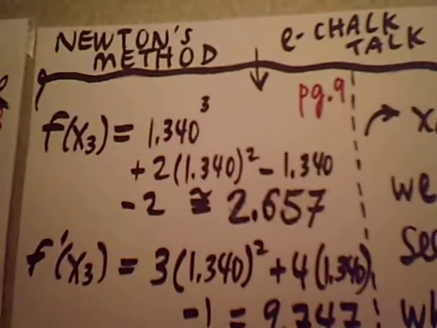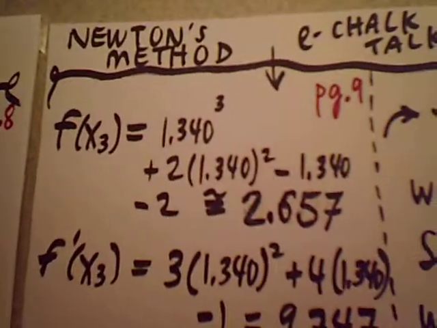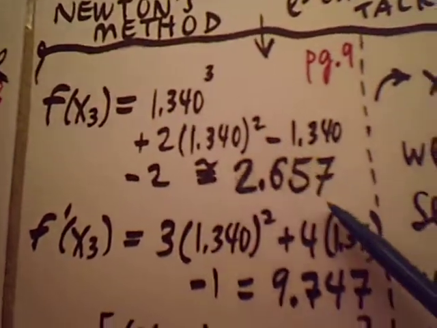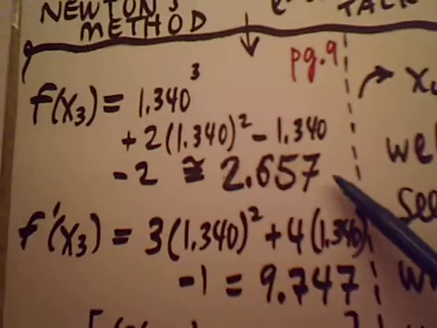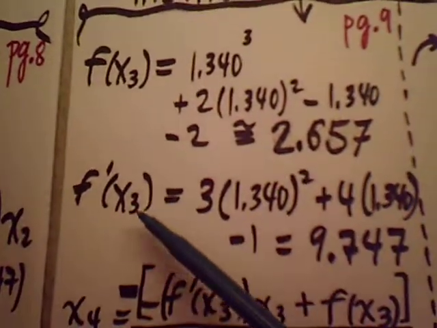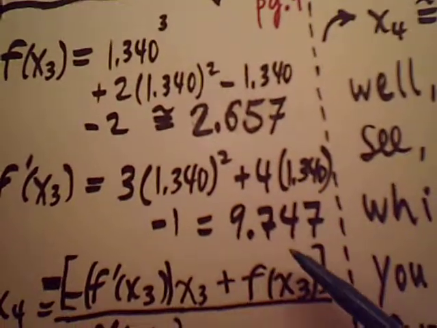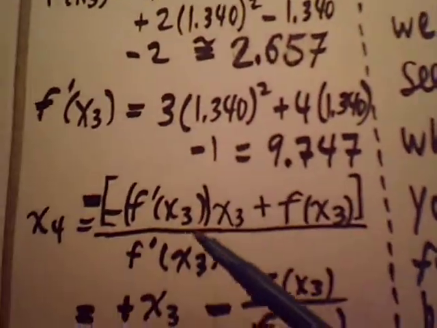So here we are with the x3 value, the third iteration. And again, we're repeating now, right? We go back to the function, we calculate, and we get 2.657. We figure out the slope as well by putting in the same 1.34 value. We get a slope of 9.747.